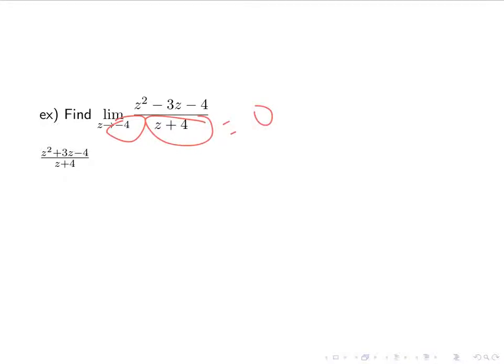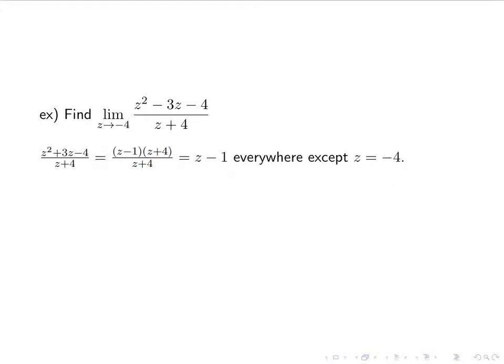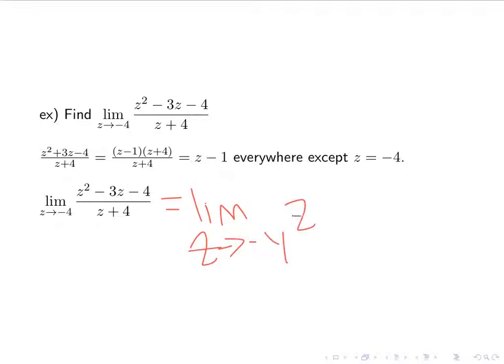So I want to try to rearrange it. So I'm going to, again, factor the top. I want two numbers that multiply to negative 4 and add to negative 3. And those two numbers are 4 and negative 1. Again, my z plus 4's will cancel, and this will equal z minus 1 everywhere except z equals negative 4. So this limit is equal to the limit as z goes to negative 4 of z minus 1.